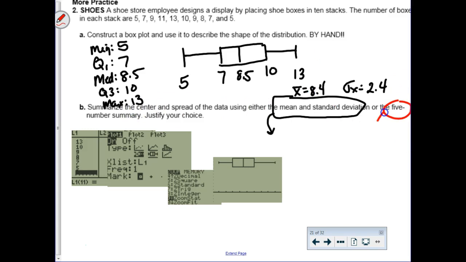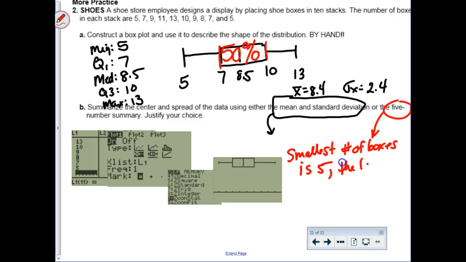If you're summarizing on the 5-number summary, you're going to say something about the minimum and maximum, indicating the range of the data values, and then you're going to tell me where the middle 50% of the data lies. The box is the middle 50% of the data, which is a more interesting measure of central tendency when you have skewed data. So for the 5-number summary, you're going to say the smallest or minimum. The smallest number of boxes is 5. So the small stack is 5. The largest stack is 13.